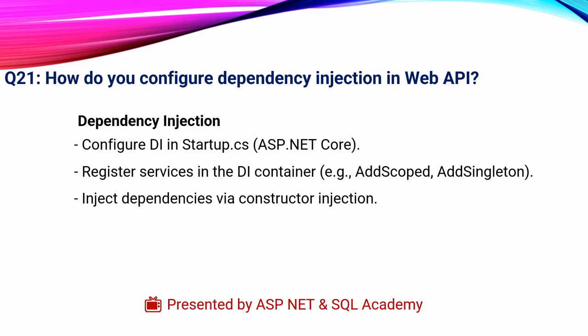In ASP.NET Core, dependency injection is configured in the Startup.cs file. Services are registered in the DI container using methods like AddScoped or AddSingleton. Dependencies are then injected into controllers via constructor injection.